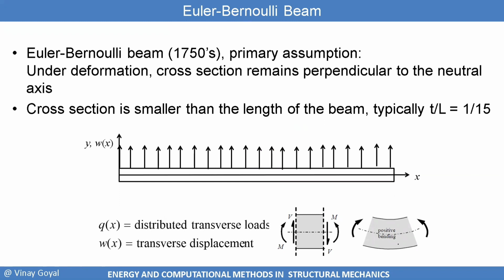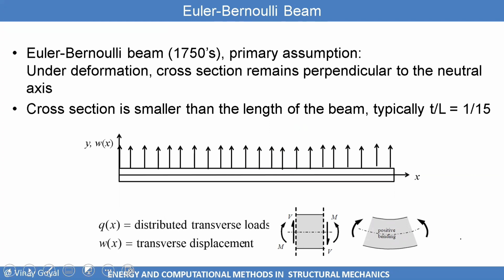Euler-Bernoulli beam theory was derived with primary assumptions. The assumptions were that under deformations, the cross section will remain perpendicular to the neutral axis, meaning if this beam bent, then the cross section will always be perpendicular to the neutral axis. The cross section is smaller, usually in this theory, than the length of the beam, typically T over L equal to 1 over 15. T is the thickness, L is the length.